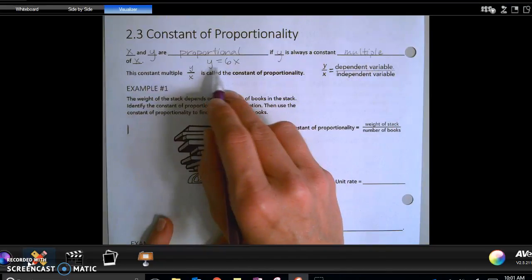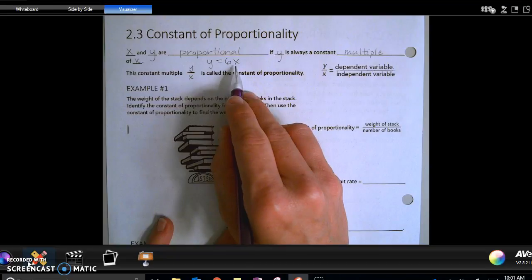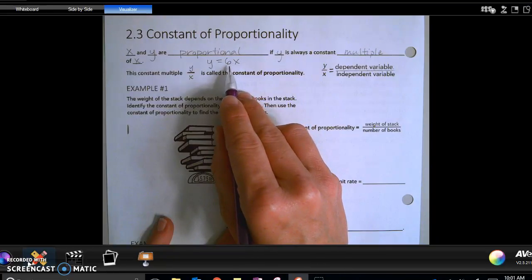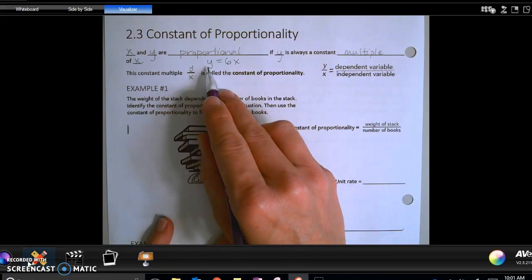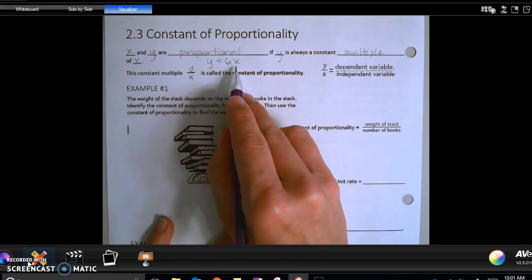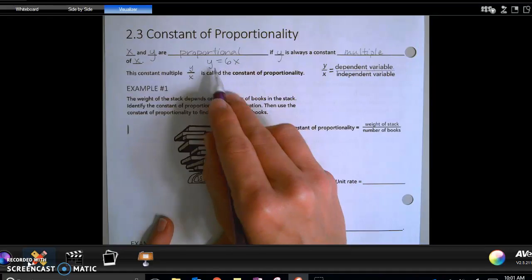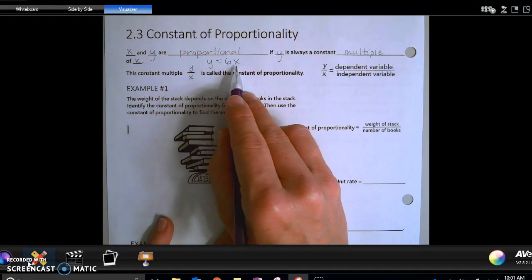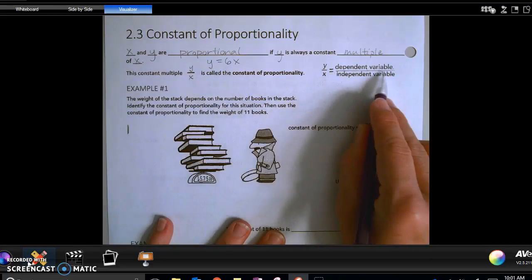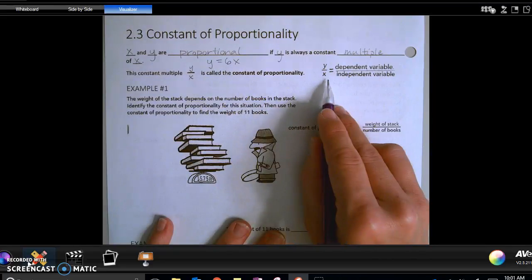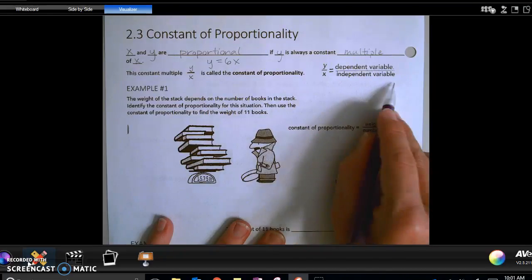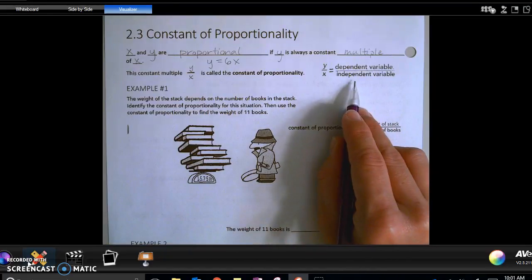And we saw that in this equation. Y depends on what number I put in here for x. If I put a 0 in for x, 6 times 0 is 0. If I put a 1 in here for x, 6 times 1 is 6. So y depends on x. So that's why we call it our dependent variable. Your x then is going to be your independent variable. This is not influenced at all by y.